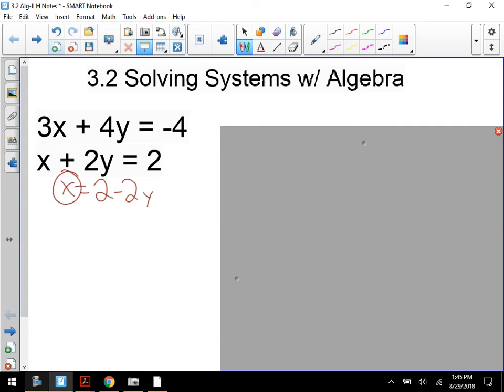Which means now, everywhere I see an x, I'm going to substitute in and put 2 minus 2y. So 3 times the quantity 2 minus 2y, plus 4y. Distribute. What's 3 times 2? 3 times -2?